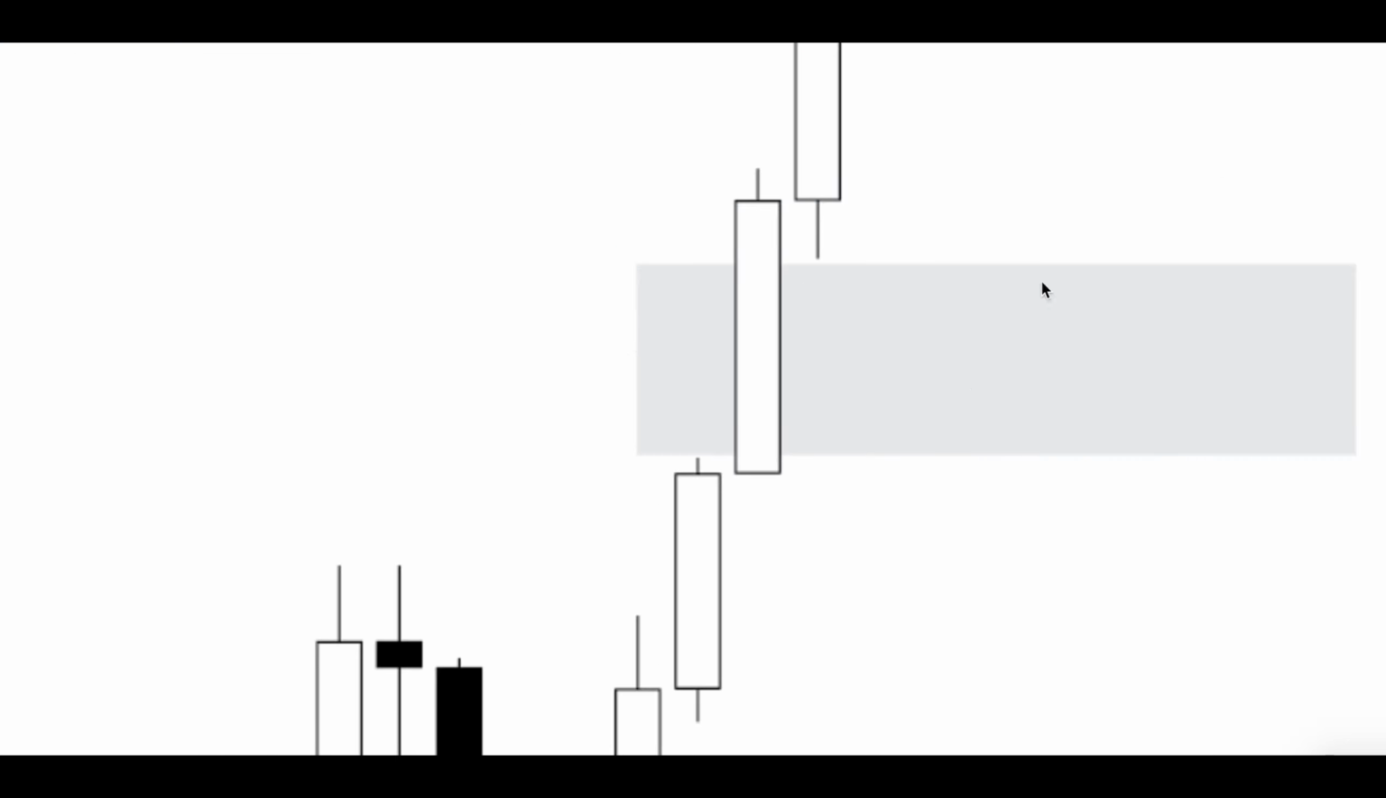Some people would enter at the middle of this box, but I like to enter when it comes all the way down there. And if you have enough room in your stop loss and you can afford it, you can go ahead and just mark up that whole thing, and then you can actually enter in between this if you would like.